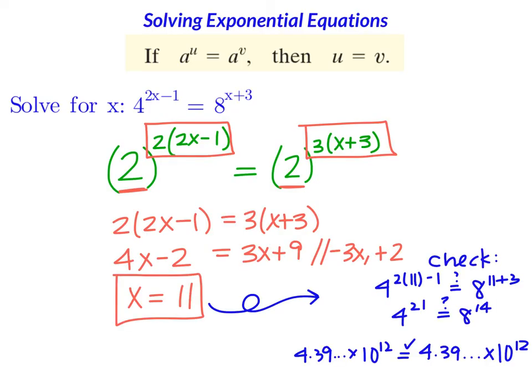I noticed that 2 squared equals 4 and 2 cubed equals 8. So I have my 2 times 2x minus 1 and my 3 times x plus 3. I set that equal to each other and I solve for x equals 11. And I check and I get a ridiculously large number for both, but they're equal to each other.